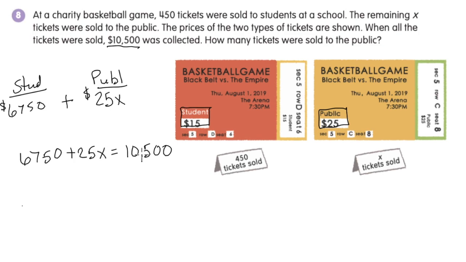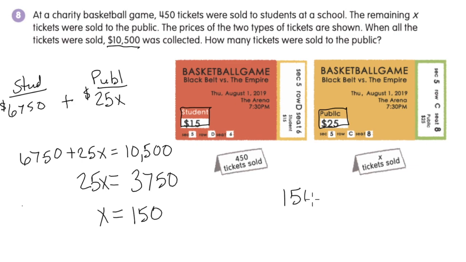Now to solve this, it is again a two-step equation. So we would subtract 6,750 from 10,500. And when we do that, we are left with 3,750. And that is equal to the remaining 25X there. We divide both sides by 25. And when we do so, we end up with X equaling 150. So our answer to how many tickets were sold to the public would be 150 tickets.